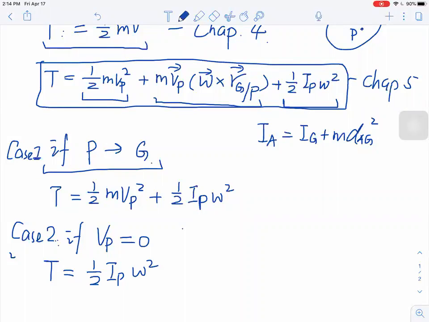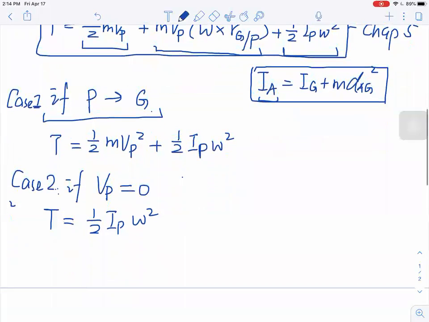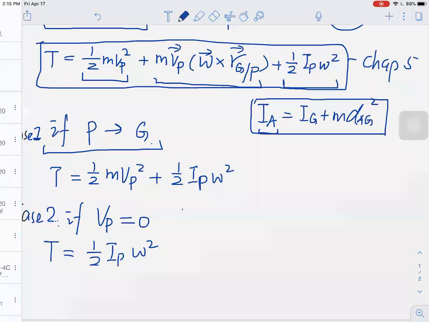Dr. L, what is the I_A equation? What's the second term? This one? Yeah, d_AG, that's the distance between A and G. And A is just some arbitrary point? Yeah, it's the point you're trying to calculate what is the moment of inertia. Gotcha. Yeah, so we do have these two special cases we can use to simplify how we calculate kinetic energy.